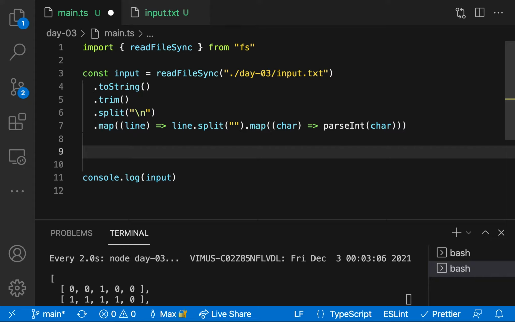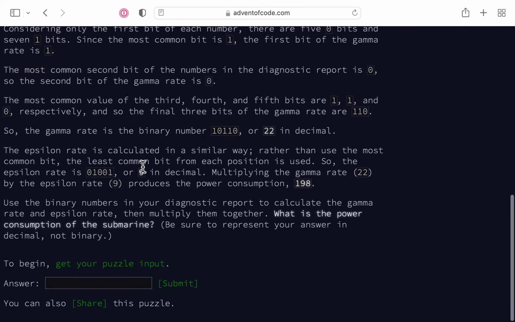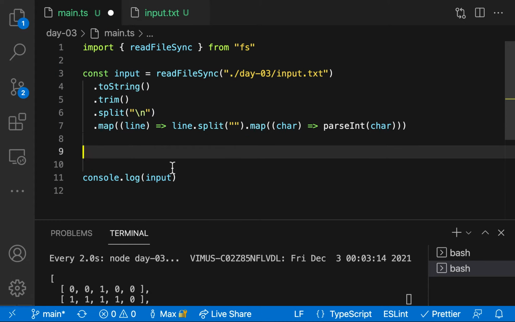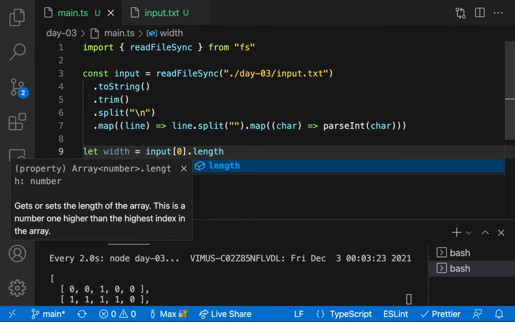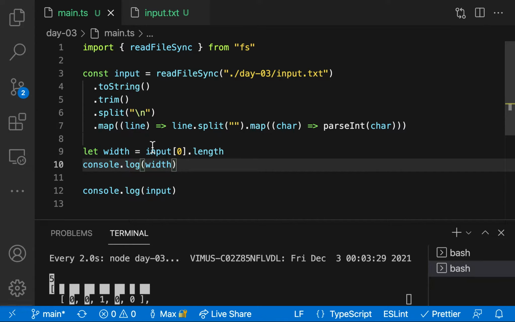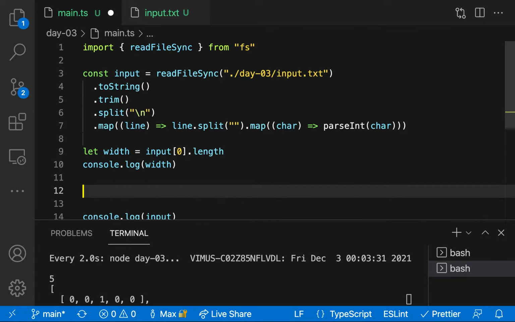I mean, we know that each of these is 1, 2, 3, 4, 5 long, so let's just take a quick look at the puzzle input. Probably it's also going to be 5 long. No, it's more. Okay. Input dot. Okay. All right. So for us, this is 5, and so basically we'll just go for i equals 0, i less than width, i plus plus.